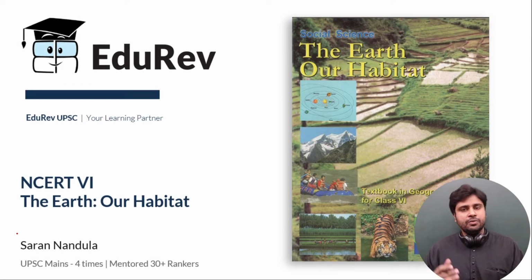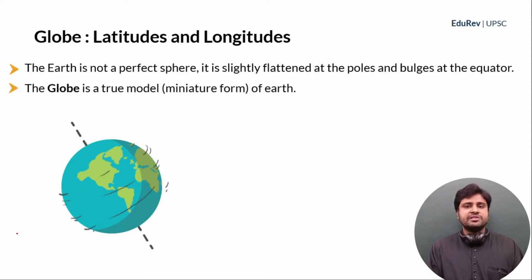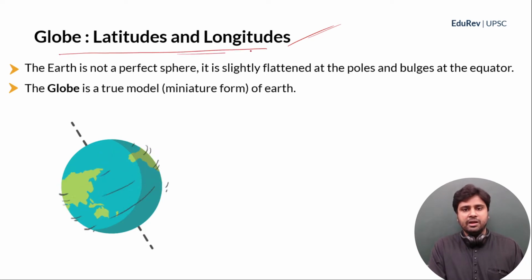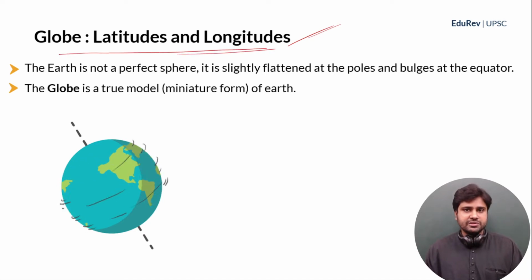In this video, we will continue our discussion of the 6th standard NCERT Geography, Earth Our Habitat. So let us start the discussion of the second chapter, The Globe: Latitudes and Longitudes. First, let us try to understand what is a globe.